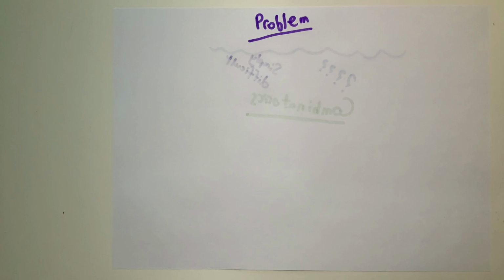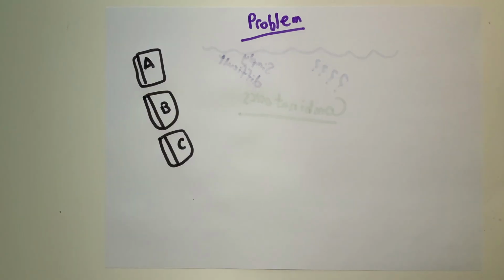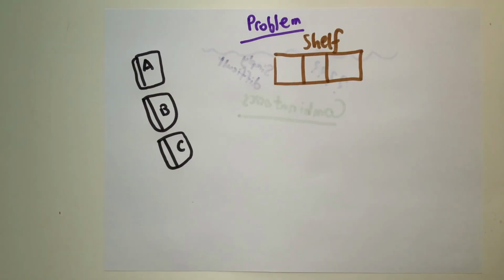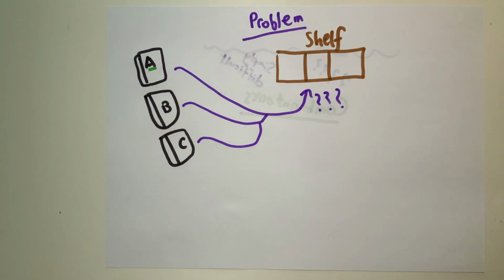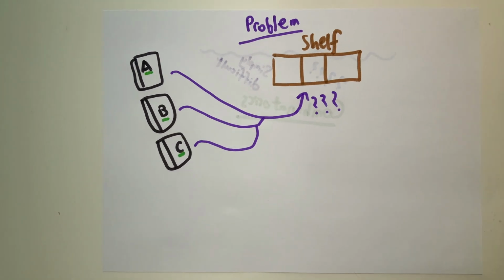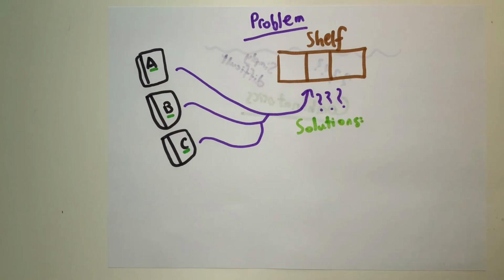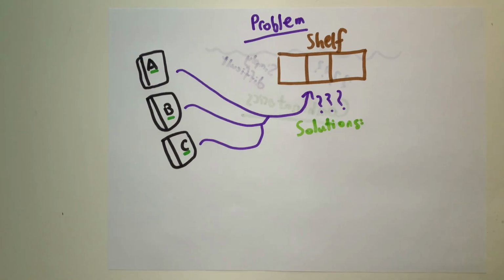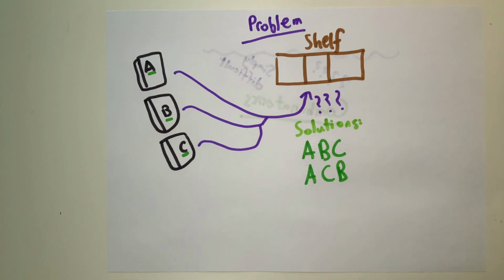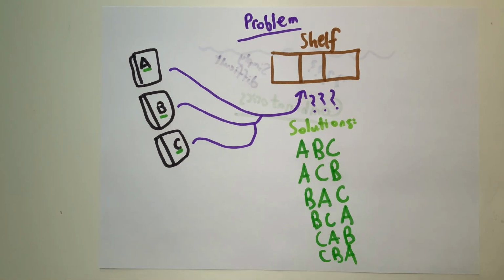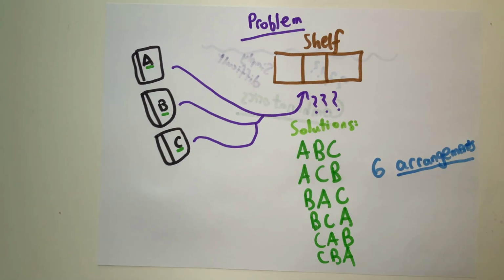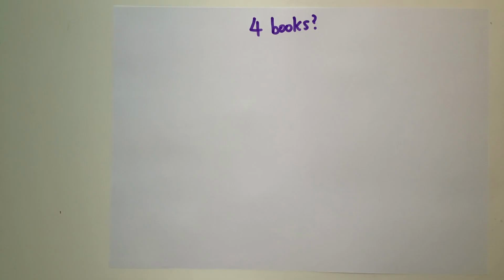Suppose a person wishes to arrange 3 books on a shelf. All books are distinguishable from one another, and the person does not mind which books end up where. How many possible arrangements are there? Let's name the 3 books A, B, and C. The possible combinations are ABC, ACB, BAC, BCA, CAB, and CBA. In short, there are 6 different arrangements that are possible.